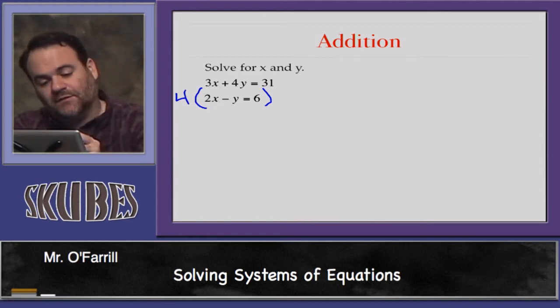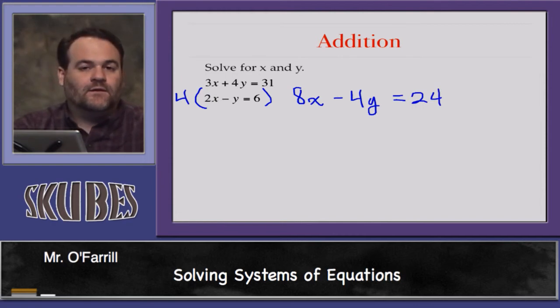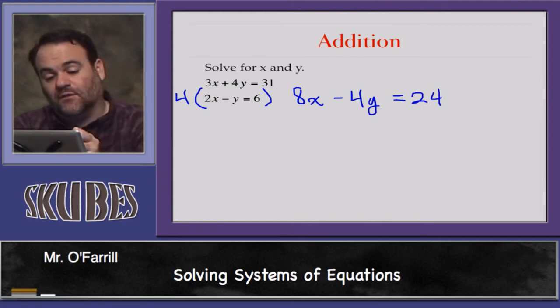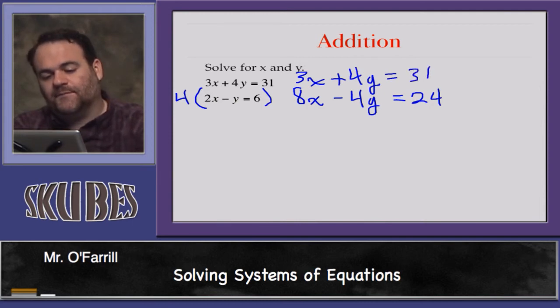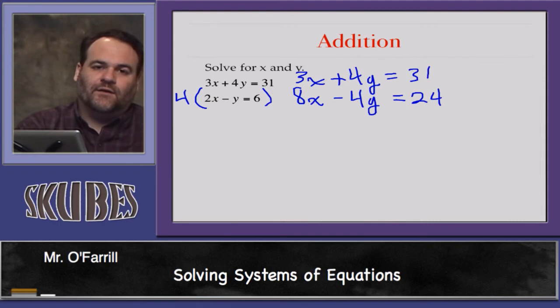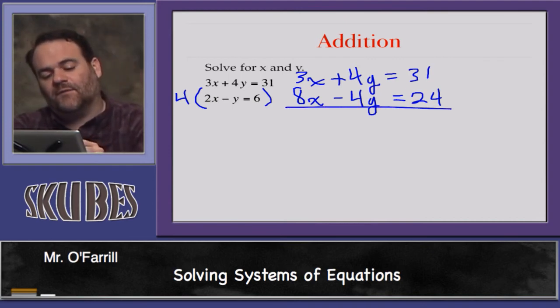The bottom equation is about to become 8x minus 4y equals 24. The top equation, we didn't do anything to it, so we'll leave it alone, and it'll be 3x plus 4y equals 31. Look at what happened to the y variables. We have a positive 4y and a negative 4y. So when you add the two together, they're going to cancel each other out, leaving only the variable x behind. And that's exactly what we want to have happen.